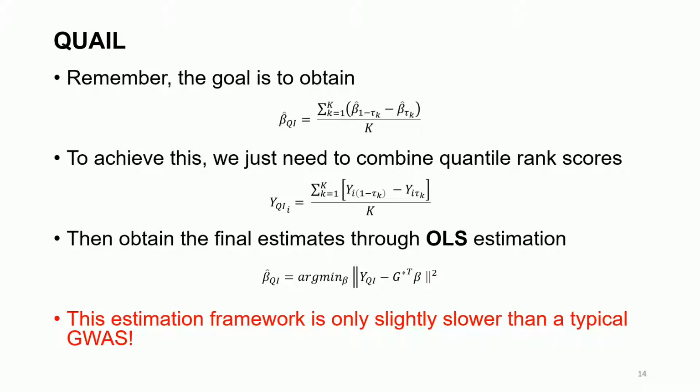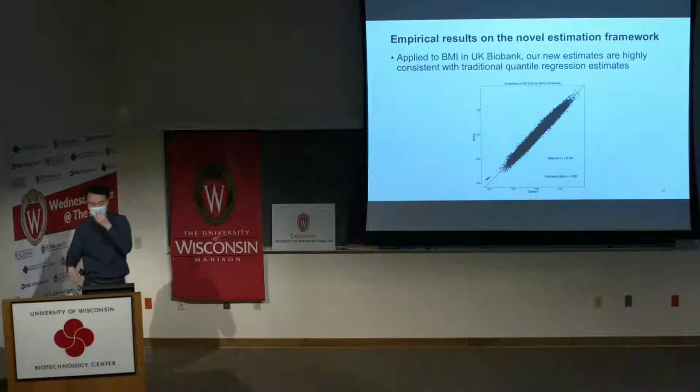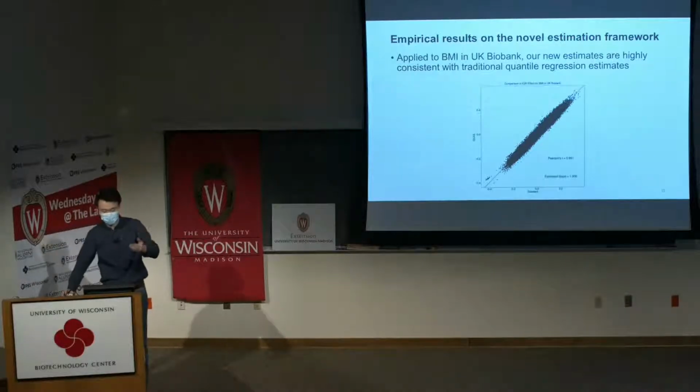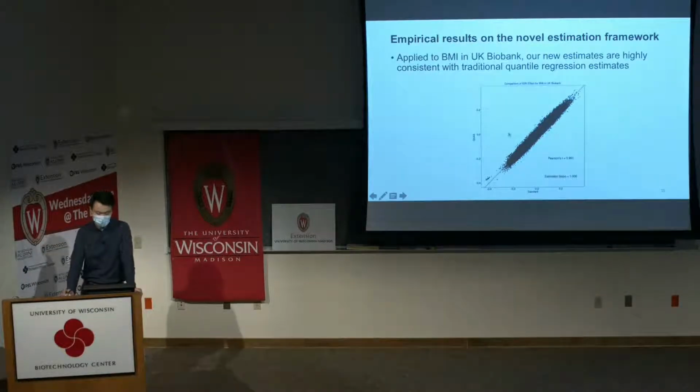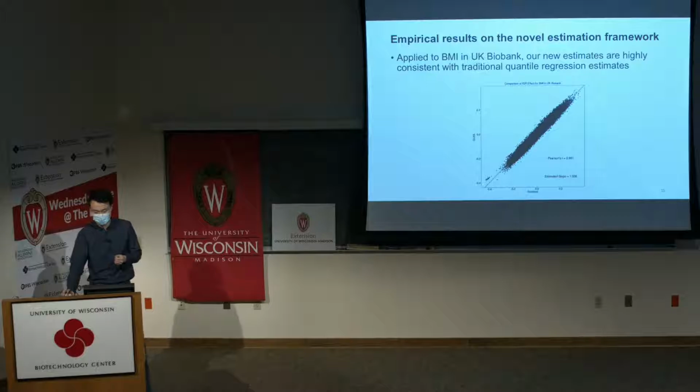This is only slightly slower than typical GWAS. It's fairly easy to implement. This is why this is methodologically interesting. And you can actually compare the regression coefficient you get using our approach, which is on the y-axis, versus a standard regression coefficient you would have gotten using a traditional quantile regression approach. You can see that it's highly consistent. The correlation is 0.99. So it really actually approximates the effect size quite well.